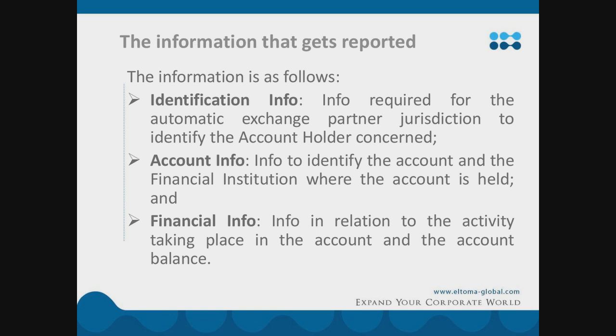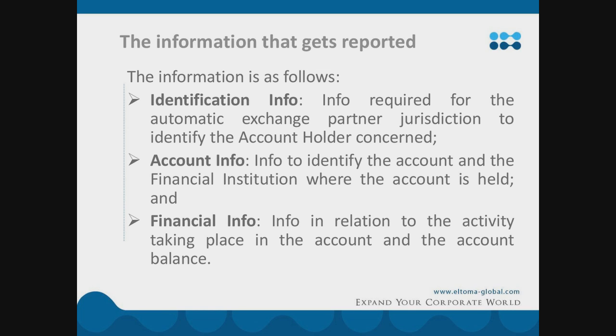all the information that gets reported can be divided into three groups. First, the identification information, so the information required for the automatic exchange partner jurisdiction to identify the account holder concerned. If it's the entity account, then we're talking about the entity. If it's an individual account, then we're talking about an individual. Second group of information is the account information, so that's the information necessary to identify the account and the financial institution where the account is held. And the third group of information is the financial information, so the information that concerns the activity taking place in the reportable account and the account balance.